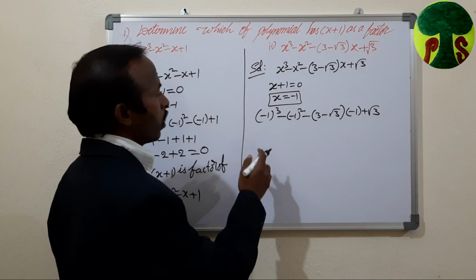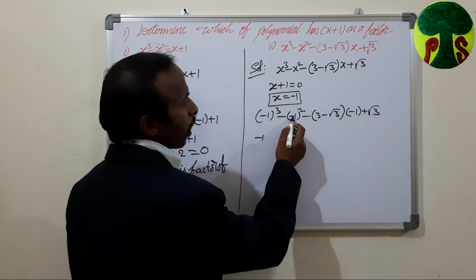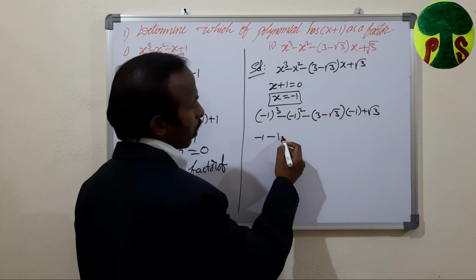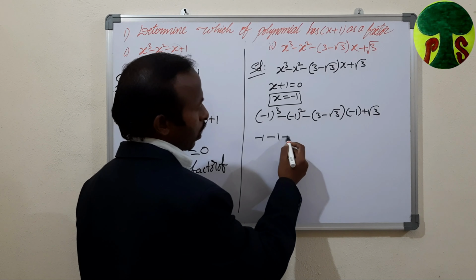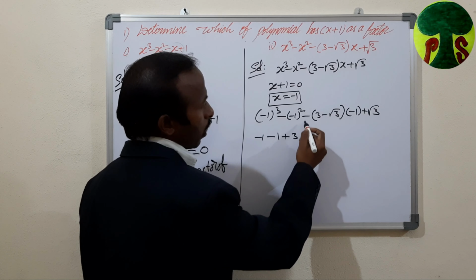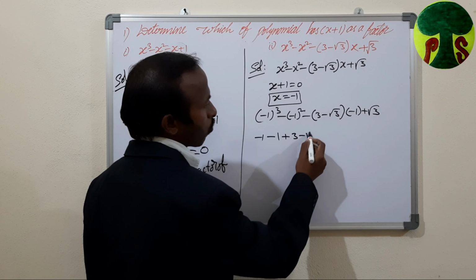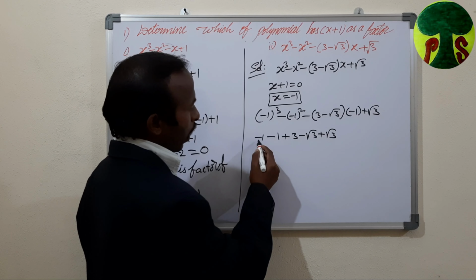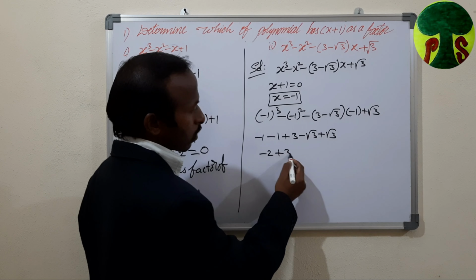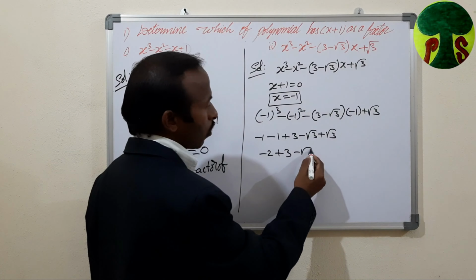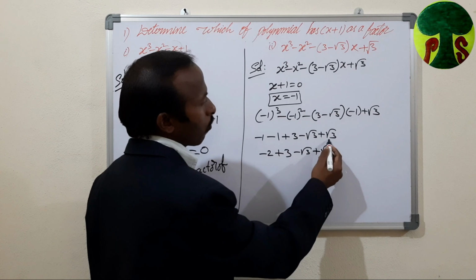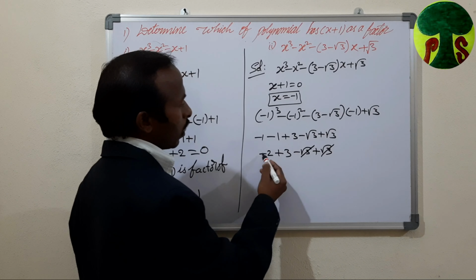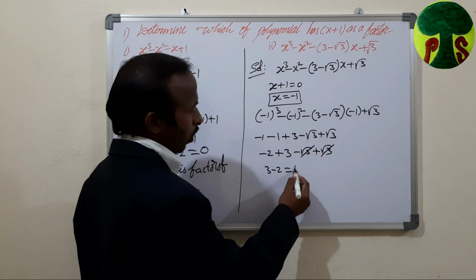Now (minus 1) whole cube is minus 1, (minus 1) whole square is plus 1, and minus into minus becomes plus. So minus 1 minus 1 is minus 2, plus 3 minus square root of 3 plus square root of 3. Plus square root of 3 and minus square root of 3 get cancelled. 3 minus 2 is 1.